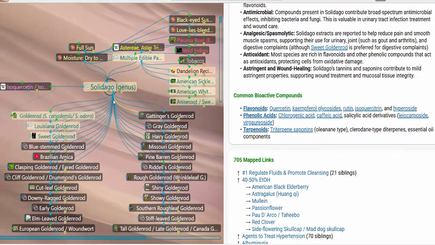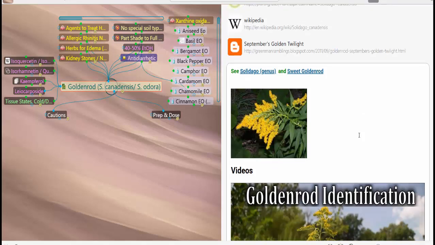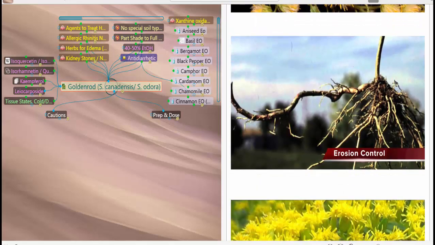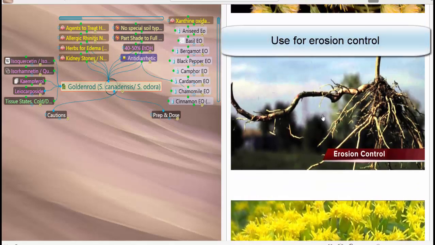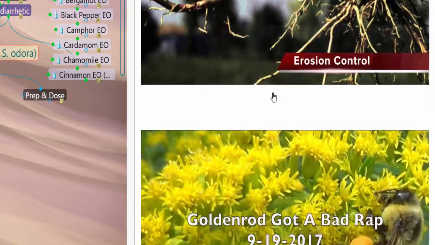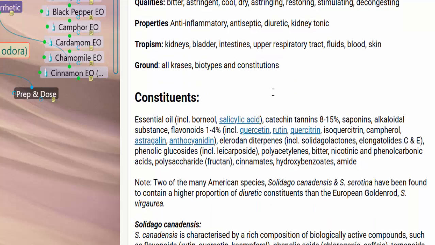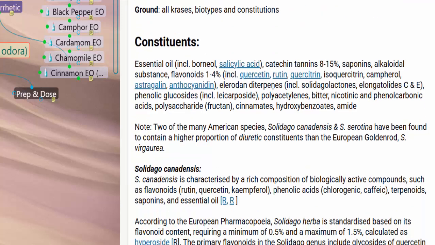But let's go back to Solidago canadensis and Solidago odora. There's some videos here that you can use to learn how to identify it. I'm going to scroll down. By the way, this explains how useful goldenrod, especially this Canadian goldenrod, which is Solidago canadensis, is for erosion control. Here we have a list of the qualities, properties, tropisms, and the ground. We really dig into the constituents in this section.